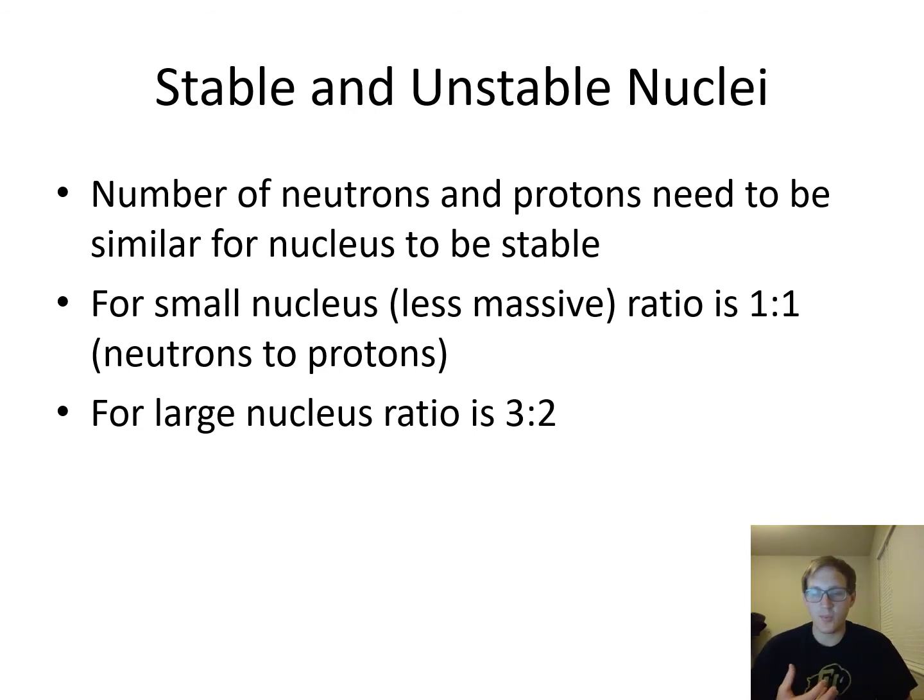For example, people like to talk about uranium-235 as being unstable because it's radioactive. It's what we use in nuclear power plants and that sort of thing. But uranium-232, which is just 3 neutrons off, is stable, whereas uranium-235 is not. Just that additional 3 neutrons can throw this ratio off and make something radioactive.